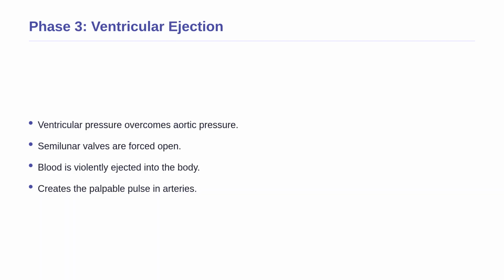With immense tension built up, the heart is ready for the third phase, ventricular ejection. As ventricular pressure continues to rise, it eventually overcomes the pressure in the aorta and pulmonary artery. This immense pressure forces the semilunar valves open, and blood is violently ejected out of the heart and into the body. This is the main pumping phase of the heart that does the heavy lifting. The blood rushes into the arteries, creating the pulse you can easily feel in your wrist or neck. Note that a small amount of blood always remains behind after this powerful squeeze.